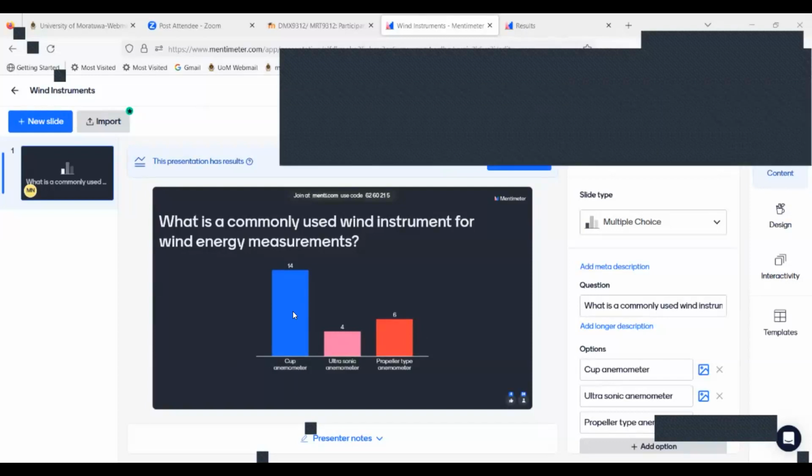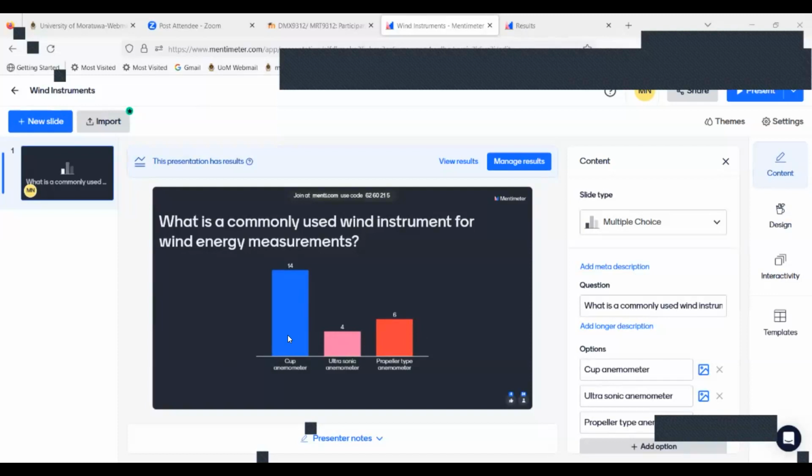Yes. Actually, the cup anemometer is the most commonly used instrument for wind energy measurements. We can discuss these things very clearly. Here, because a cup anemometer is the most user-friendly equipment, more accurate equipment is used for wind energy measurement. So a 10 minute logging time is sufficient to take wind measurements.